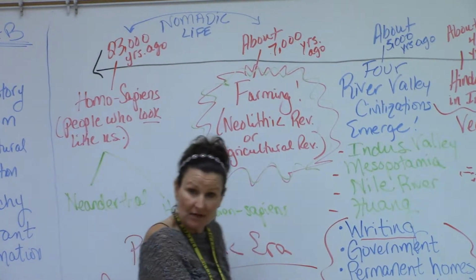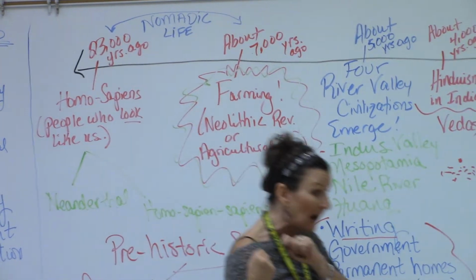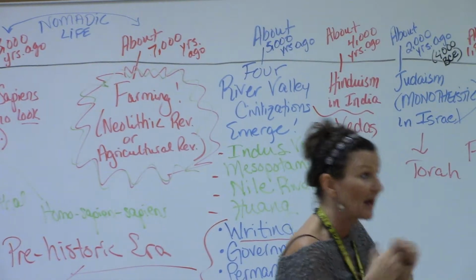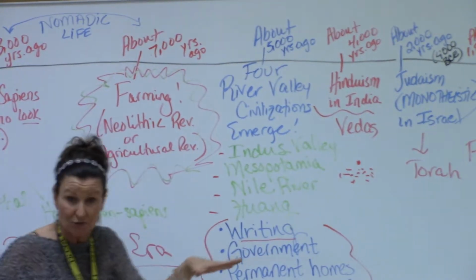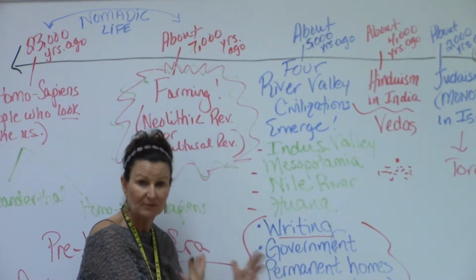When they stayed in one place, they started to develop permanent dwellings for the first time, meaning they don't have to carry their shelter on their back or be looking for caves or natural shelter. They can now create their own shelters, permanent homes, permanent structures.